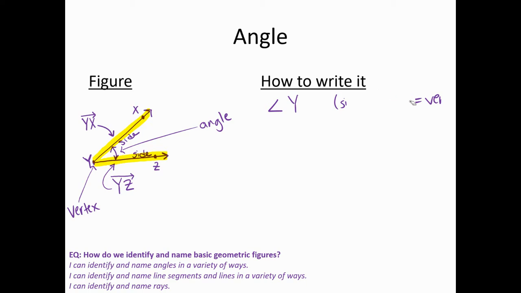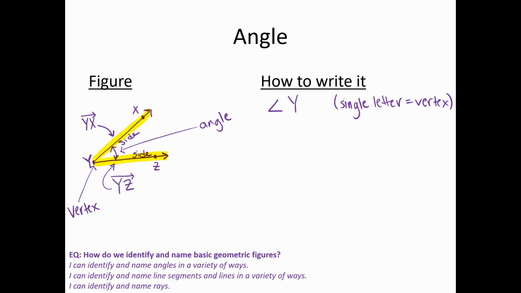Now, you can only use a single letter if it is 100% clear which angle it is. So sometimes you won't be able to use a single letter because there's more than one angle at that point. So the single letter again must be the vertex. All right, so that's one way.